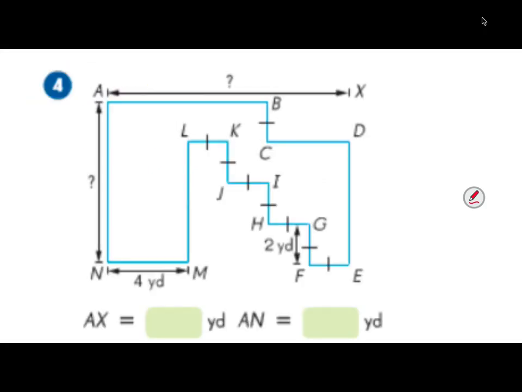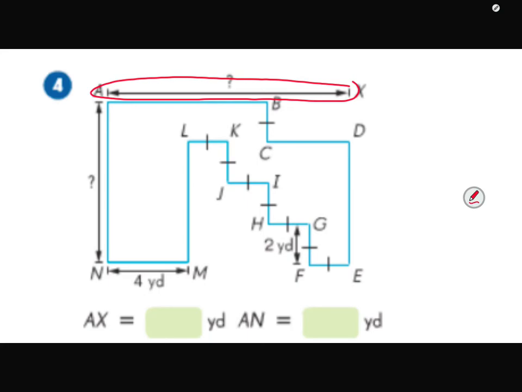All right, last one. This one's a really big one. You're going to press pause. I want to see what you can do. Can you figure out AX and can you figure out AN? So AX is this really big one up here. And AN is this one over here. And then you're going to press play to check it. All right, so let's see.